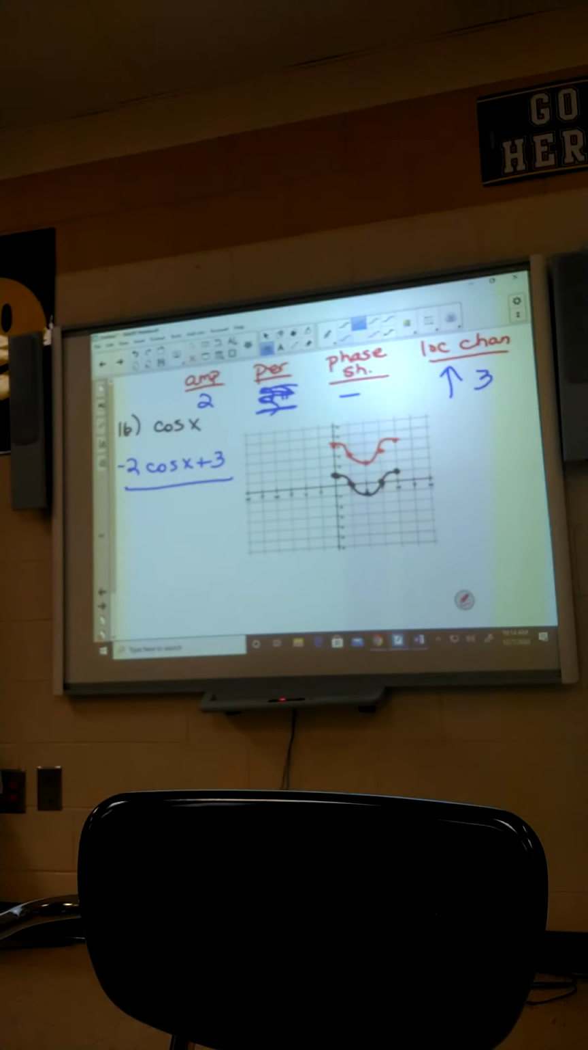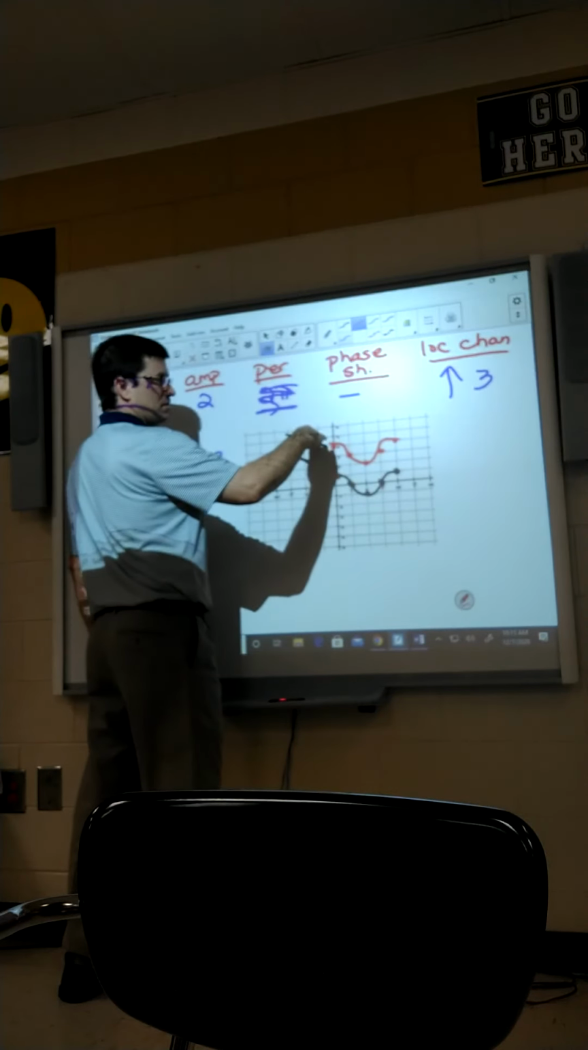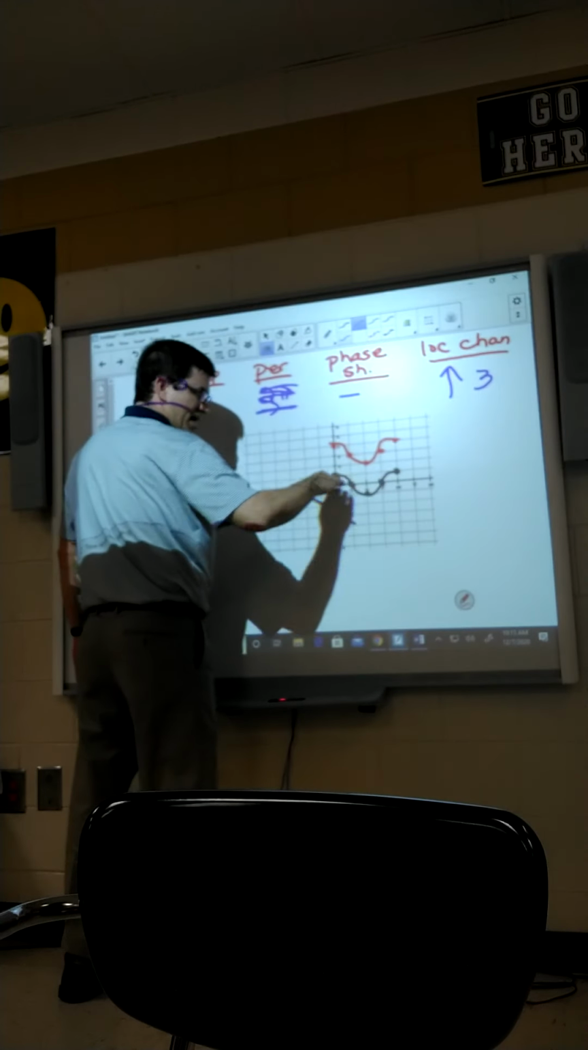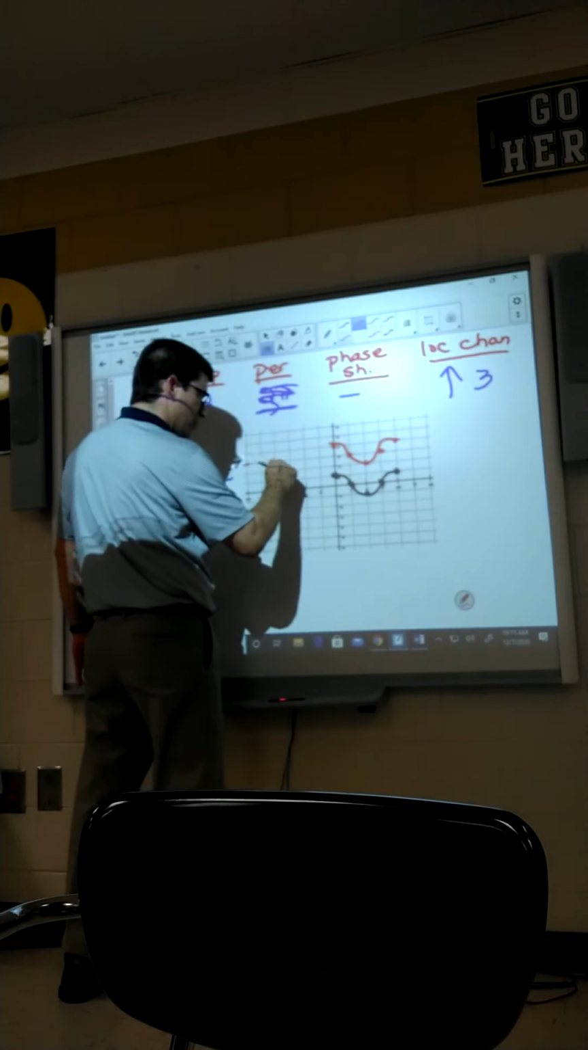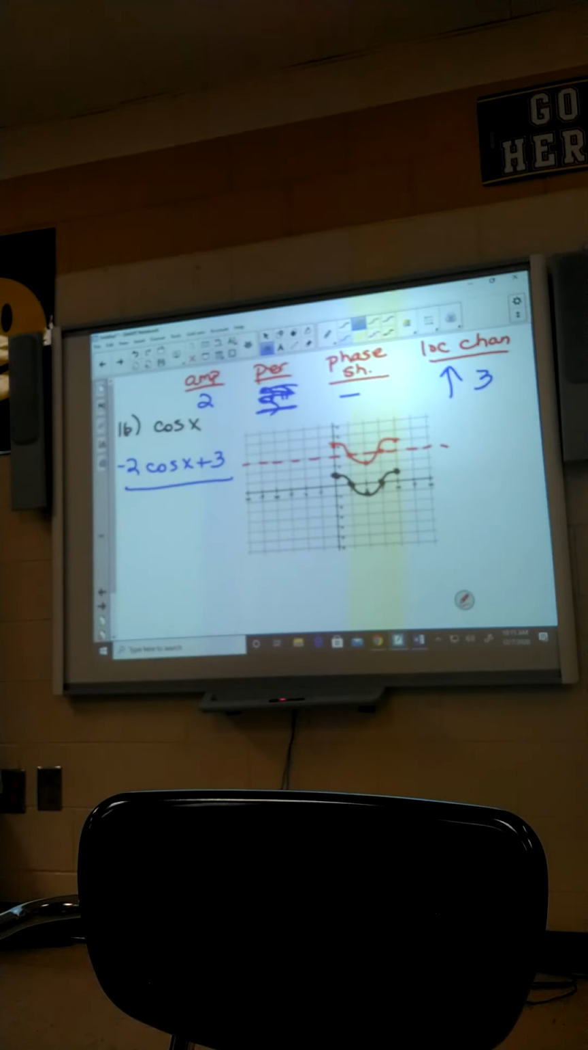Now, the other thing I want y'all to do, about half of y'all didn't like to do this, and that's fine. Jacob, when you have to move up 3, our x-axis used to be at 0. Now it's at 3. I want you to put an imaginary dotted line right there. That's going to help us when we have to do our amplitude on the next step. All right, any question about the first step? I just moved up 3.